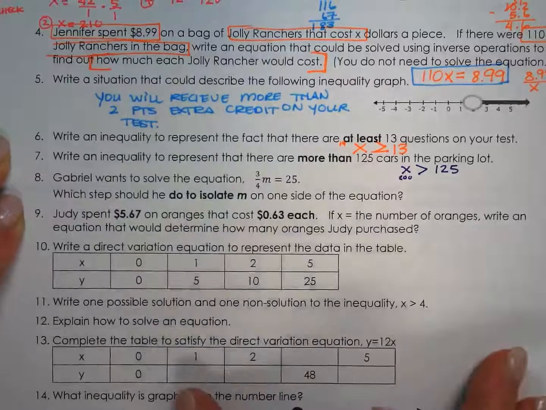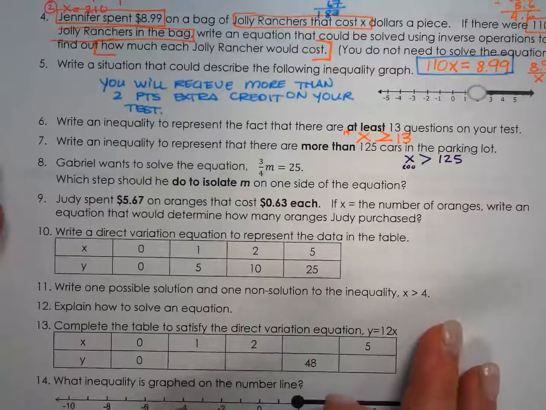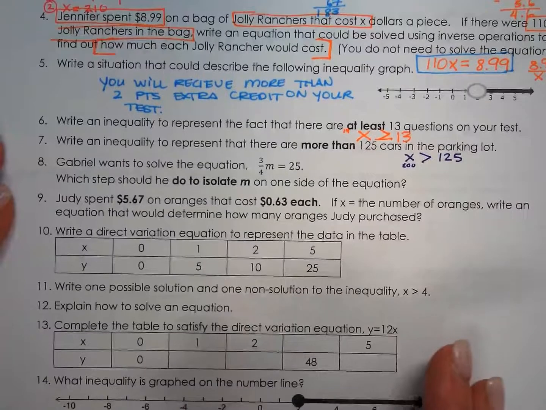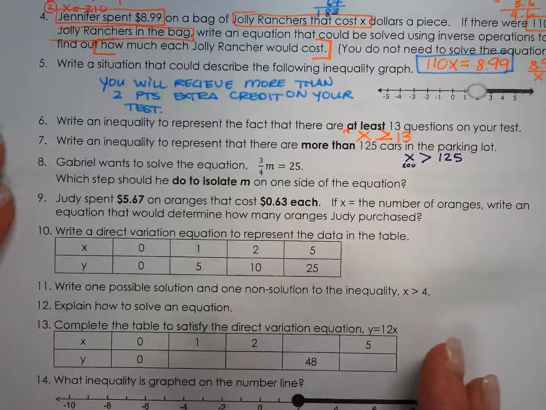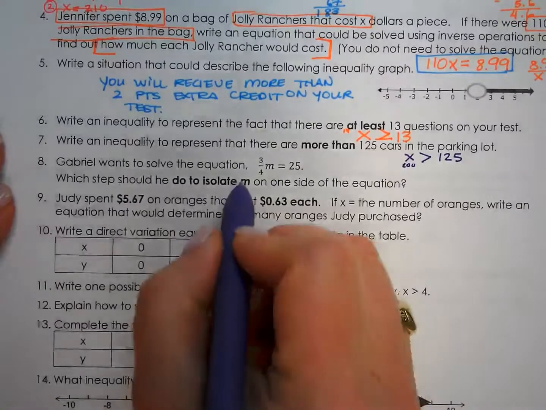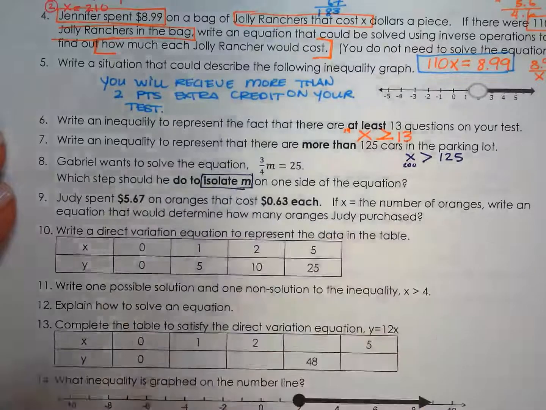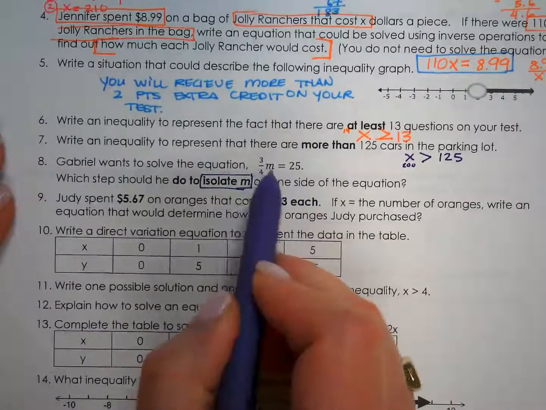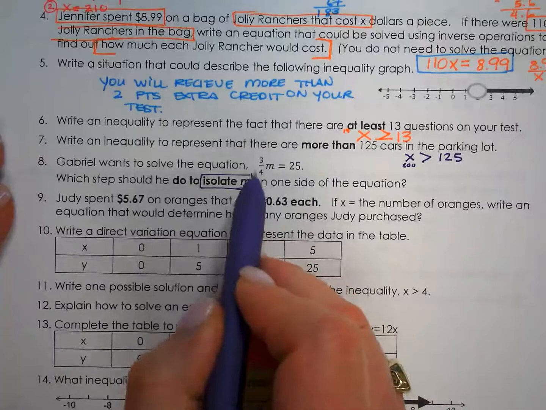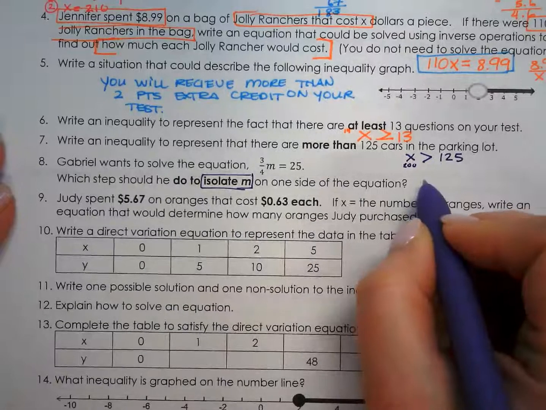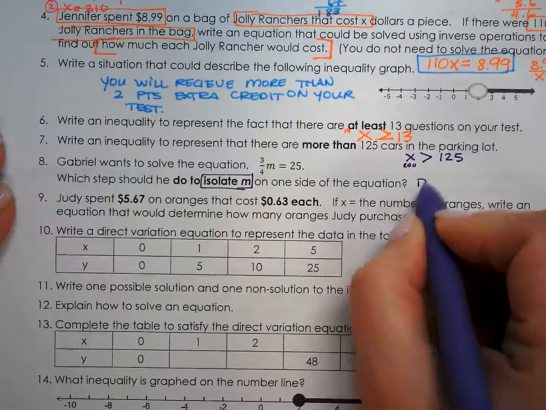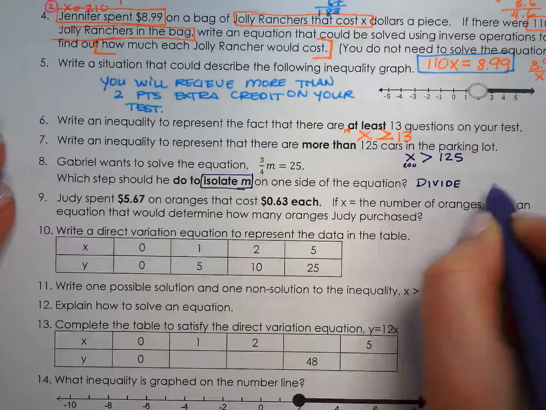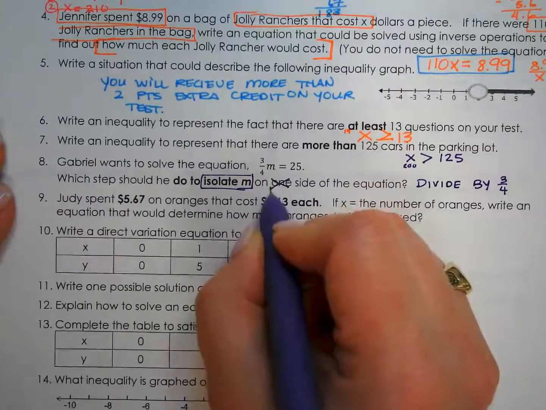All right, in question number 8, it says Gabriel wants to solve that equation, and which step should he do to isolate the m on one side of the equation? To isolate the m, that just means how would he solve this equation? We use inverse operations. So what's happening to m? It's being multiplied by 3/4. So we are going to divide by 3/4, and it really should be on both sides of the equation.